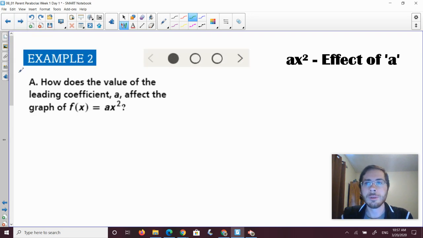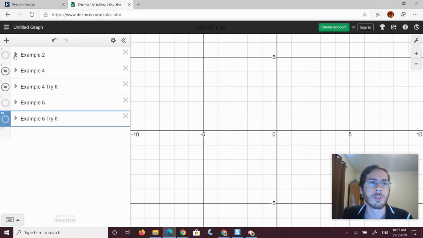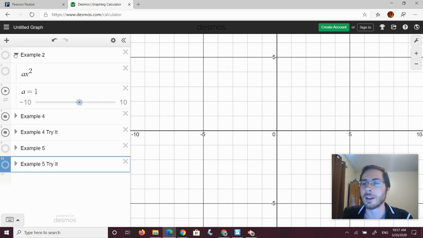So for example 2, they want to look at the effect of a on the equation ax squared. So we're going to change the parent function a little bit because we're going to put a little a in front now. So they want to know how this affects the graph. This is where you need to get Desmos or your graphing calculator. Desmos is nice because we can just go ahead and plop in ax squared. That looks pretty easy. So I'm going to turn it on, and that gives us our nice parent function. That's the same parent function we had before. And we want to find out what happens when we change the value of a.